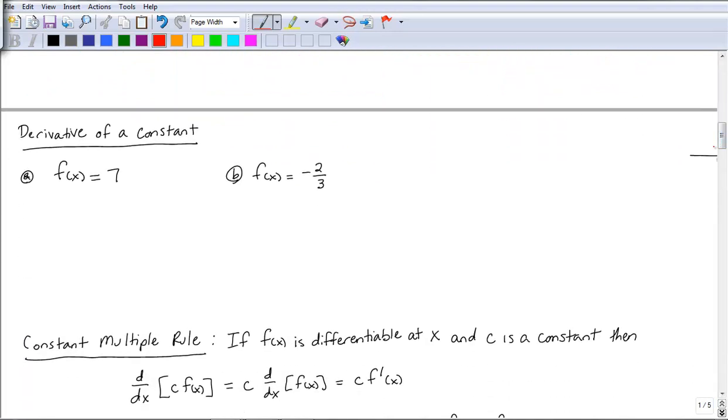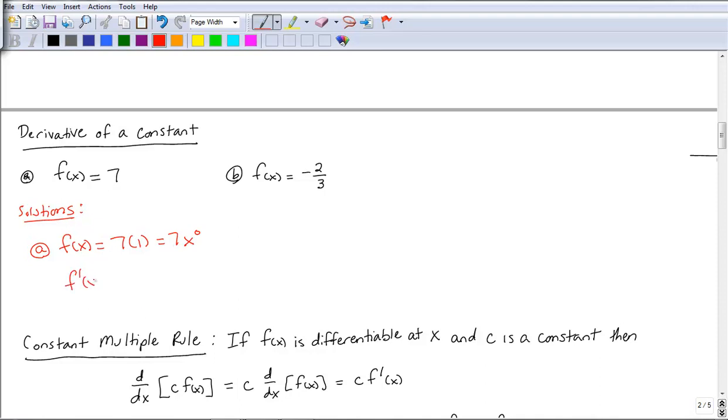You can use the power rule to find the derivative of a constant, too. But to do it, you have to think a little bit about what it means to be a constant. The power rule works with powers of x. But you'll notice f of x equals 7 has no powers of x. Well, 7 is the same thing as 7 times 1, and 1 is x to the 0 power. So that's the little trick that we play. We write constants as x to the 0 power. That number times 1 is that number times x to the 0 power.